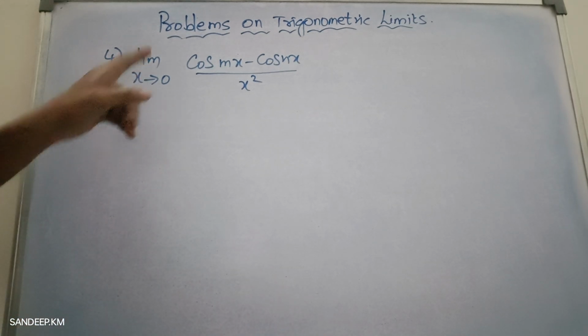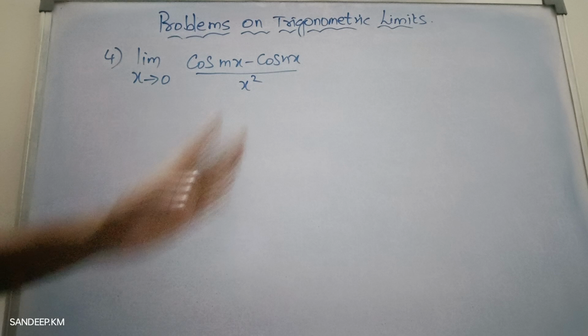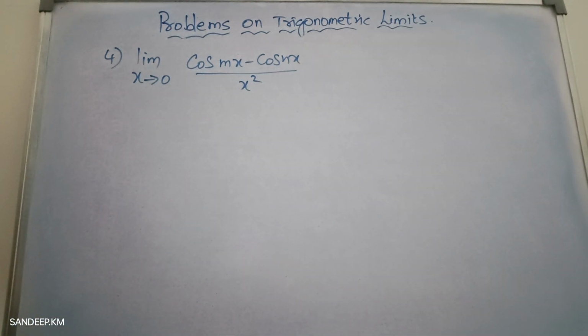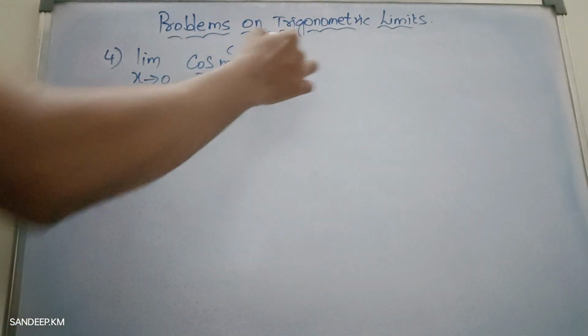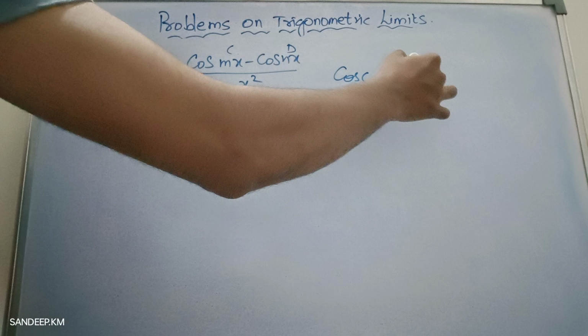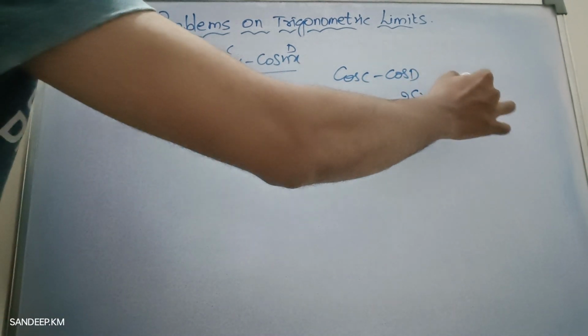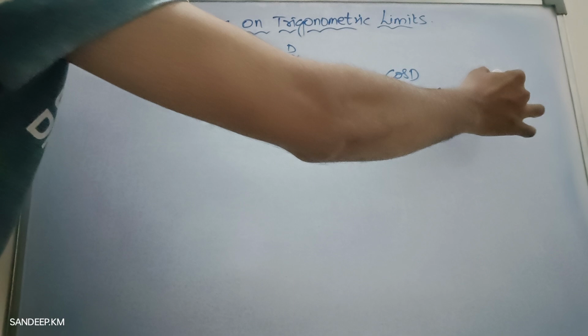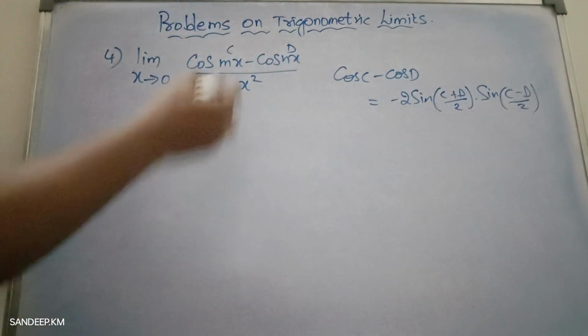Fourth question. Limit x approaches 0, cos mx minus cos nx whole divided by x square. Okay, now what am I going to do? The first idea, the first step is very important. So I am going to use cos c minus cos d formula. In trigonometry, we learned that cos c minus cos d is equal to minus 2 sin c plus d by 2 into sin c minus d by 2. So I am going to use this formula in the numerator.